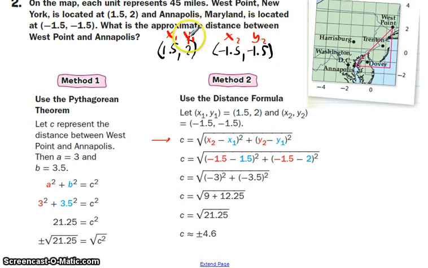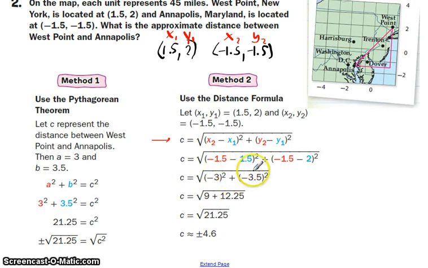-1.5 minus 2. Now, following order of operations, we do what's in parentheses first. So -1.5 minus 1.5 is a -3. -1.5 minus 2 is a -3.5. Again, following order of operations, our next step is to square them.